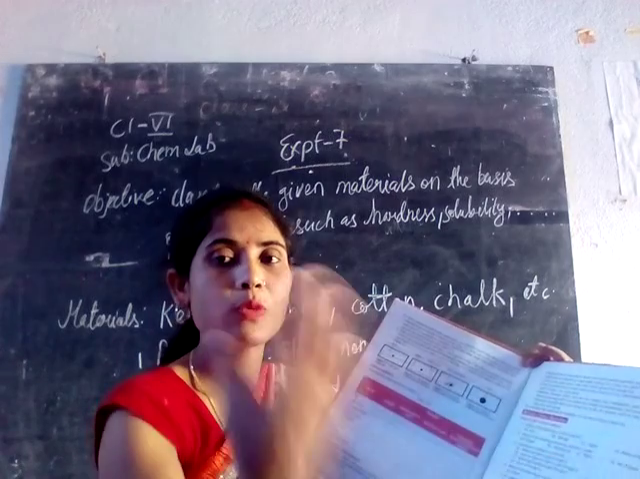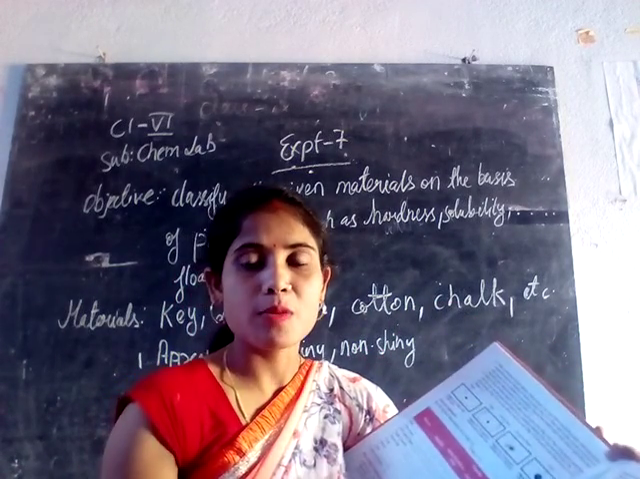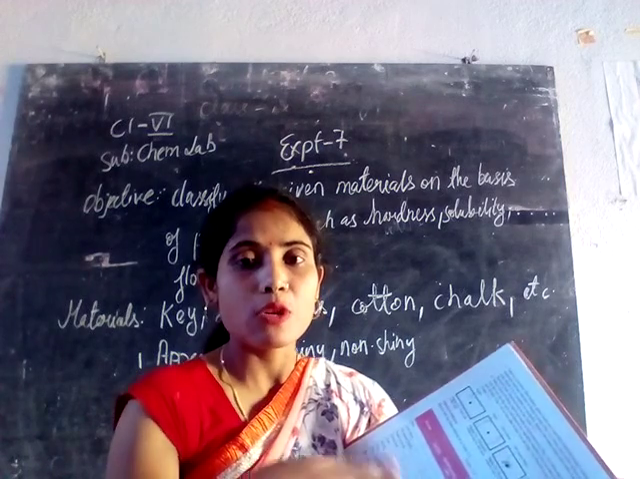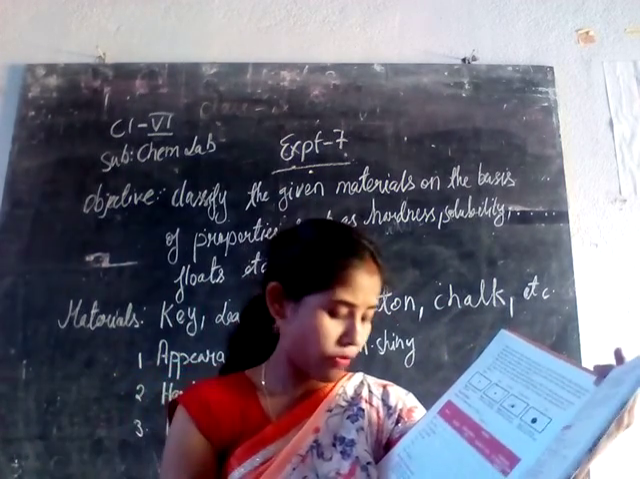Opaque means materials which do not allow light to pass through are called opaque objects. Transparent means those materials which allow light to pass through are called transparent. So now let us go and perform the activity.